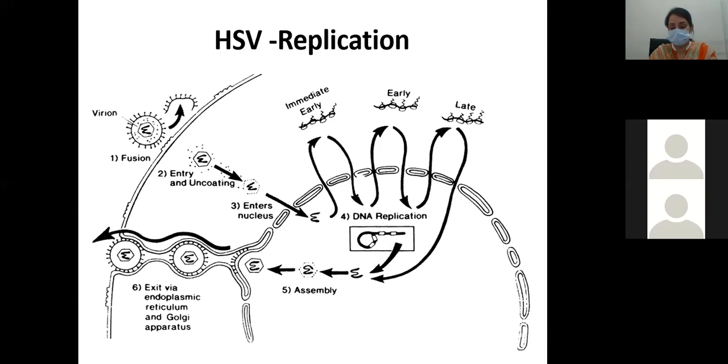This is a picture of herpes simplex virus replication, and you start from step 1. In step 1 there is a virion and fusion, and in the next step there is entry and uncoating, and then it enters the nucleus. Then there are immediate early and late phases, and then DNA replication occurs. In step number 5 there is assembly, and then it exits through the endoplasmic reticulum and Golgi apparatus.